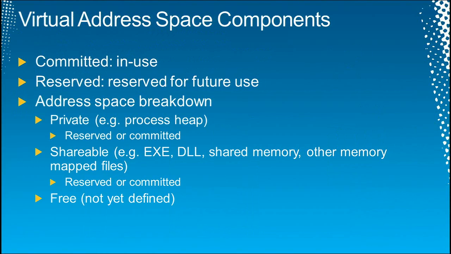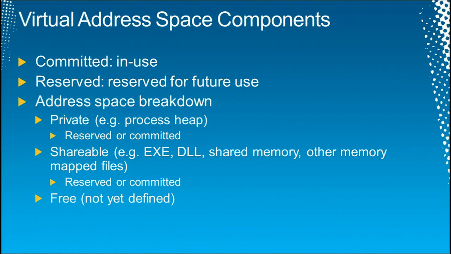Now let's take a deeper look inside that address space and talk about what's mapped into a process address space. There are 2 terms that I'm going to introduce here. One is committed and one is reserved. Committed part of the address space means that it's in use. It's actually doing something. It serves some purpose. It represents some data. Reserved means it's reserved for future use. It can't be allocated again.